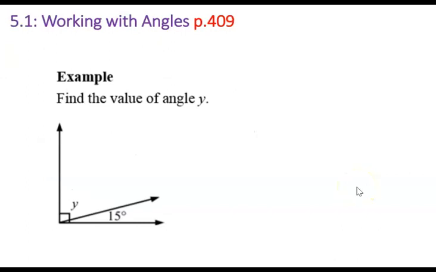When you have a missing angle, like angle Y, but you see that it shares the right angle with 15 degrees, you can then solve by taking the 90 degrees and subtracting the 15 degrees. So therefore, Y is equal to 75 degrees.